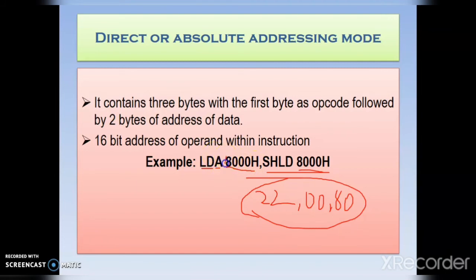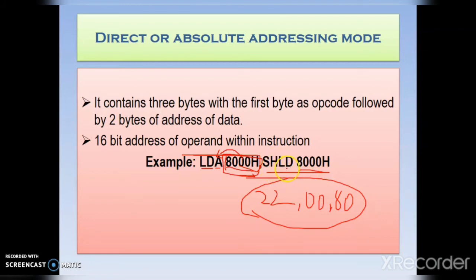So what are the contents available in this memory location? It loads these contents into the accumulator. So this is the function of LDA 16-bit address. This address is not fixed. So we have to choose the 16-bit address according to the need. And second example is SHLD 16-bit address. Here HL represents register pair.